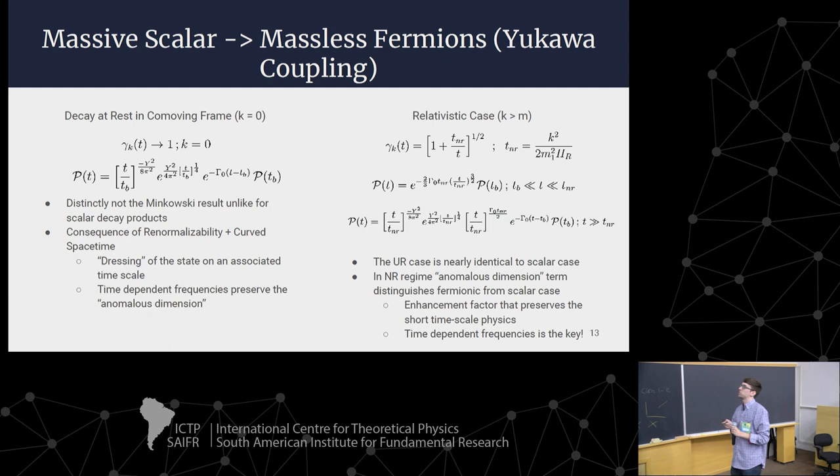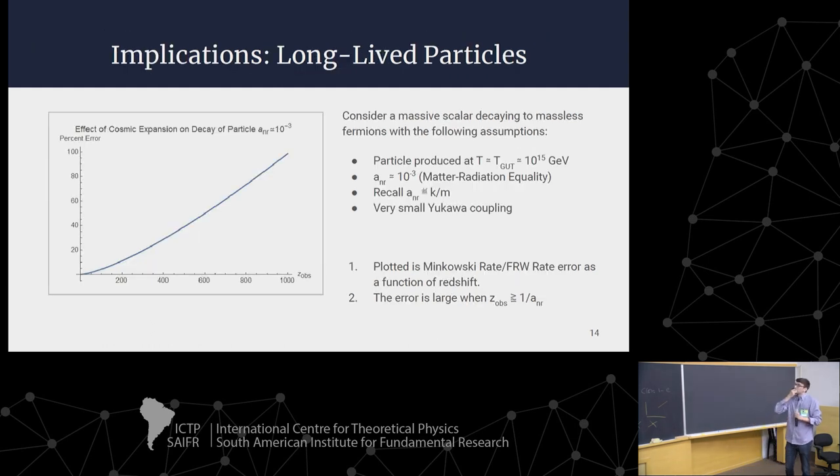Maybe these terms are really, really small, right? So I want to show you two places where this could be important. The first is when the lifetime of your particle is extremely long. And here is the most sort of boring plot you could make of this. I'm just calculating the percent error between the usual Minkowski result and this FRW result, okay?